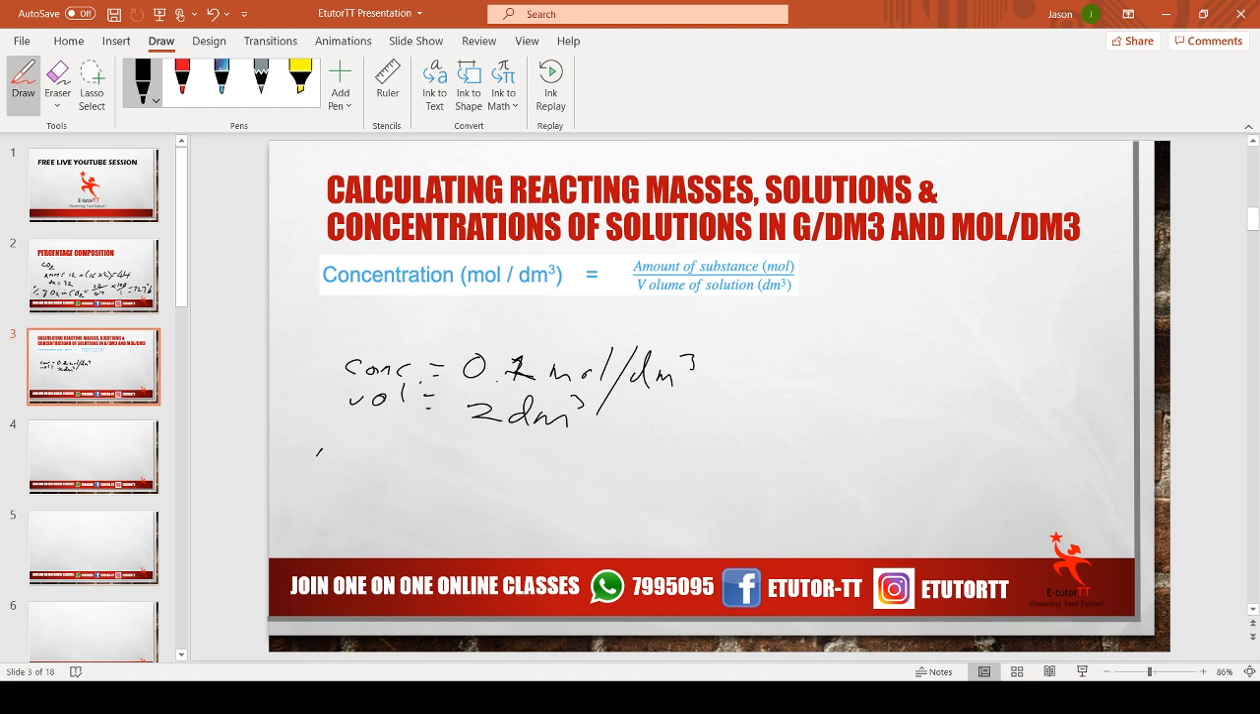So we got moles equal 0.1 multiplied by 2, which gives us 0.2 moles. Right? Pretty simple and straightforward there.